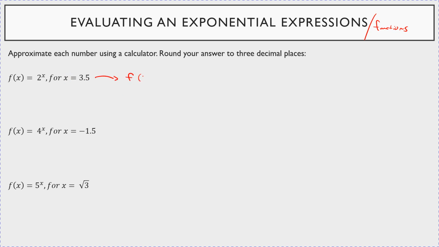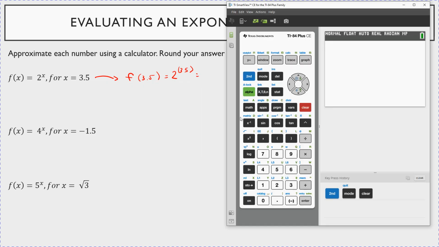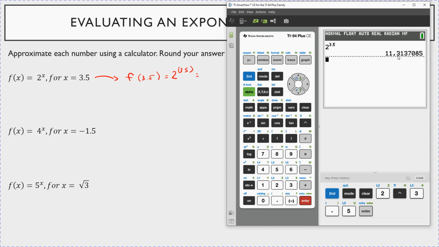All we're going to do is plug it into our function, and eventually our calculator. So this becomes 2 raised to the 3.5 power. Grab your trusty calculator. You take 2, and then this little sign on your calculator means raise it to the 3.5 power. And look, you get 11.31. I'm going to round it to 3 decimal places, so this is 11.314.